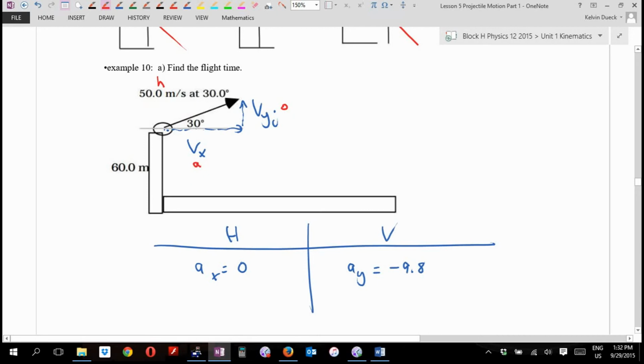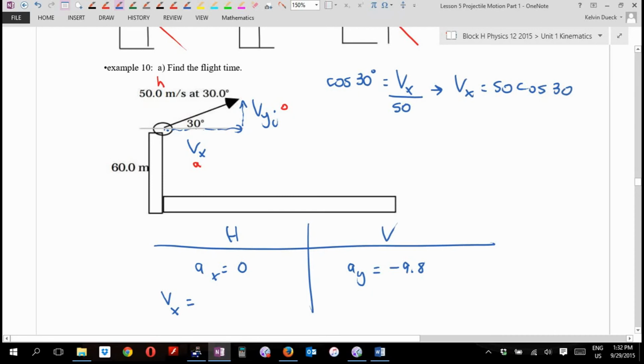Hey, let's find Vx first. Which trig function? Cos of, what's the angle? 30 degrees equals adjacent over hypotenuse. How would I get the Vx by itself? So in your homework, I'm okay if you went straight to writing Vx right now. On a test, I would probably show that step. So in our notes, let's write Vx equals 50 cos 30.